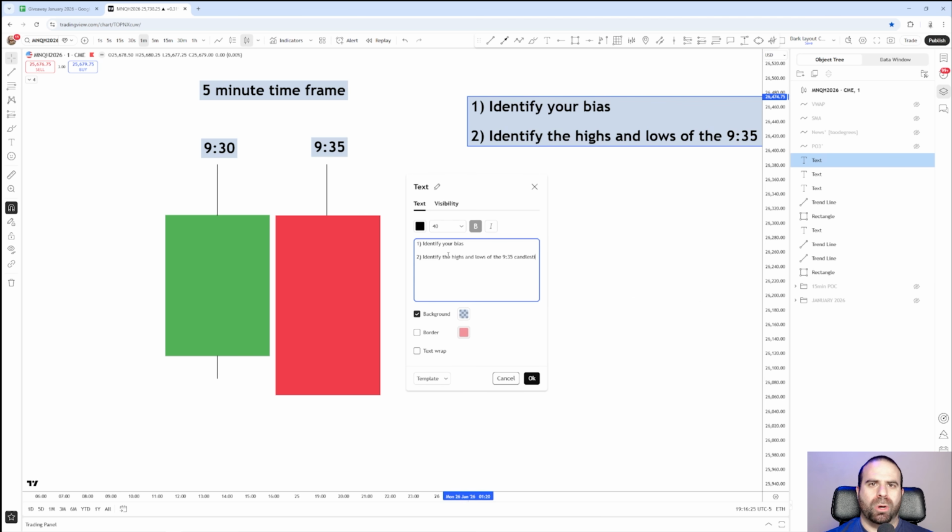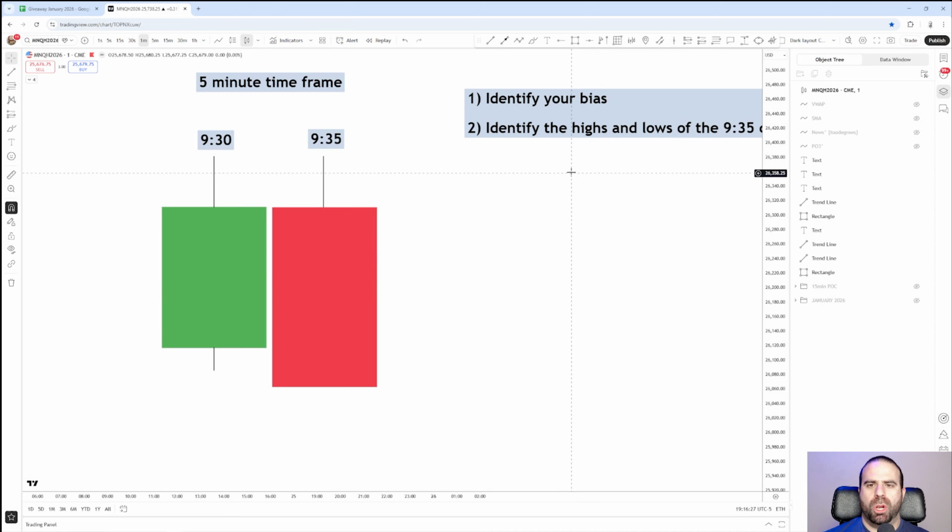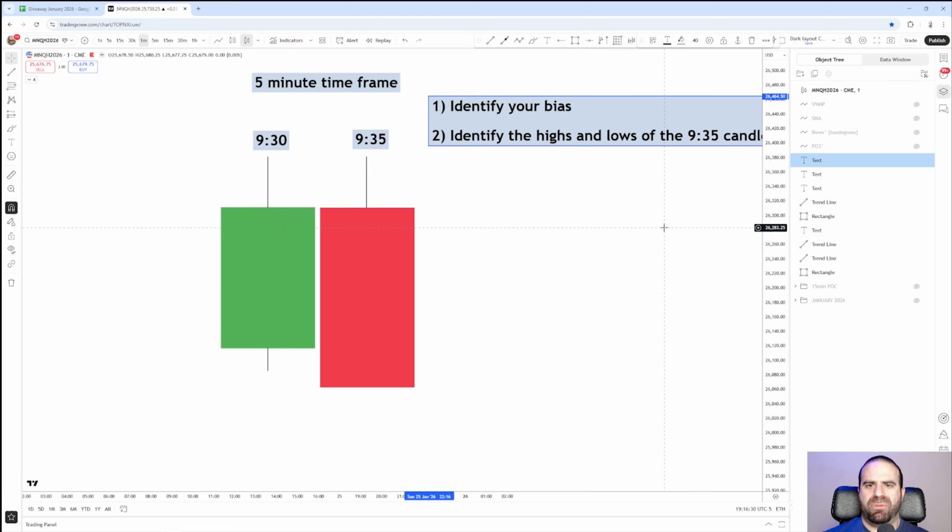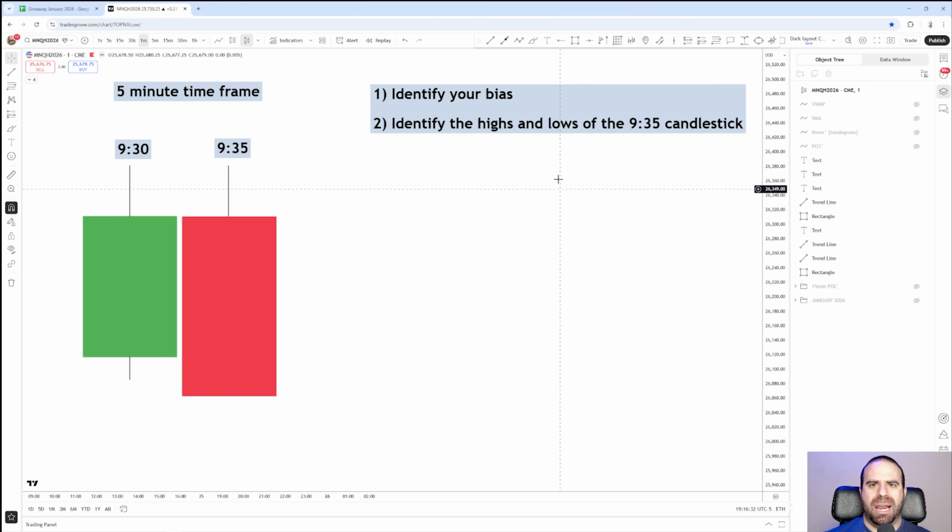Let's move on to rule number 2. Identify the highs and lows of the 935 candlestick. Okay, let's do that together.